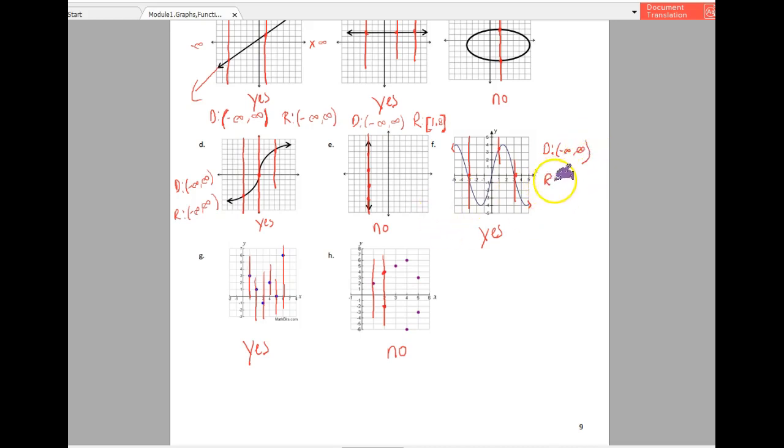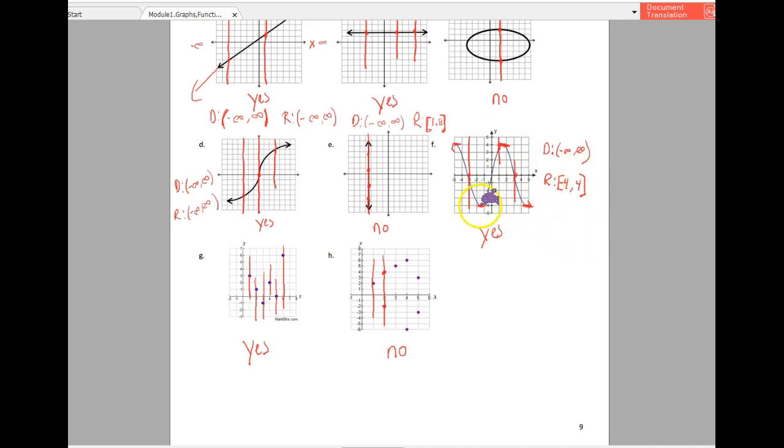But the range is not everything. Notice it's never getting higher than this point, and it's never going lower than this point. So the highest it'll be is 4, and the lowest it'll be is -4. I'm going to go small to large, because that's how we write it in interval notation. So the smallest value is -4, and the largest value was 4.